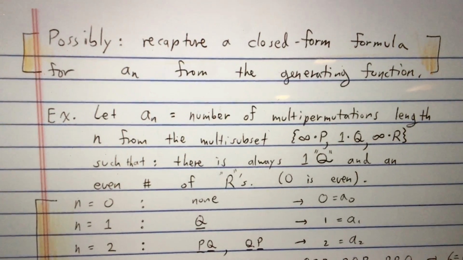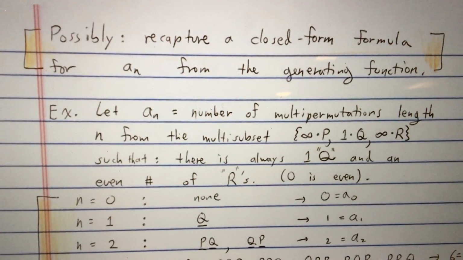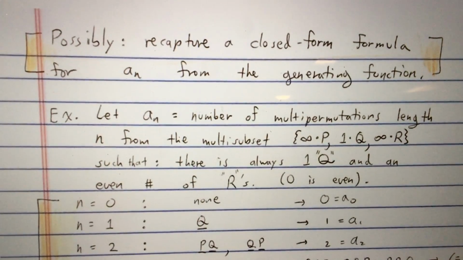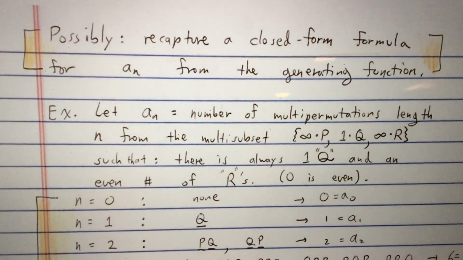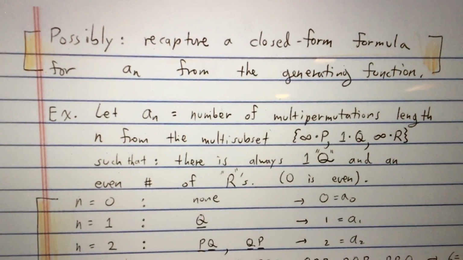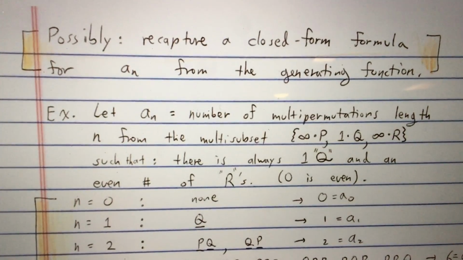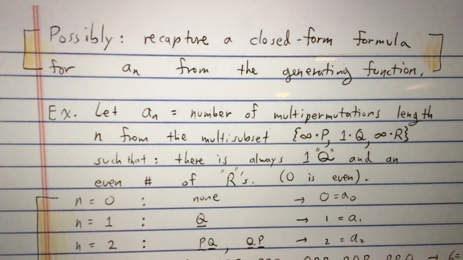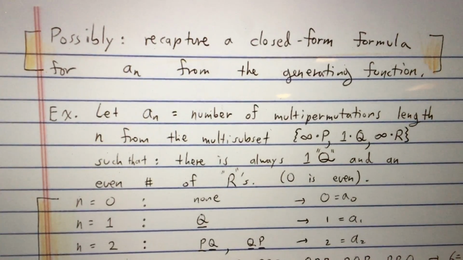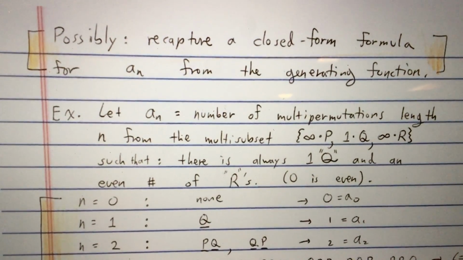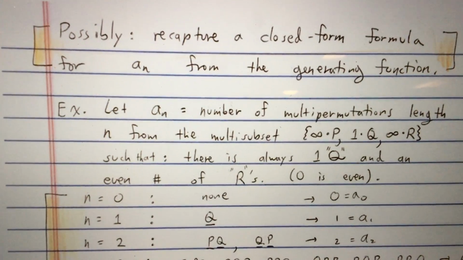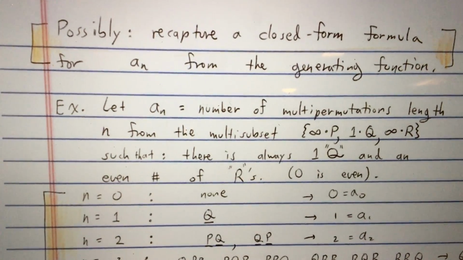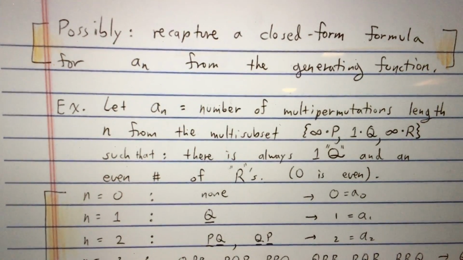But here's some more requirements. There's always going to be one q in every single one of your pin numbers or multi-permutations of length n. In fact, since there's only one q and there's always one q, that means we can only have exactly one q. So that's a little redundant, but I just wanted to show different ways of writing it. And an even number of r's. So you can't have an odd number of r's in your multi-permutation or sort of pin number with p, q, and r. Now 0 is even, so you can have 0, 2, 4, 6, 8, and so on.